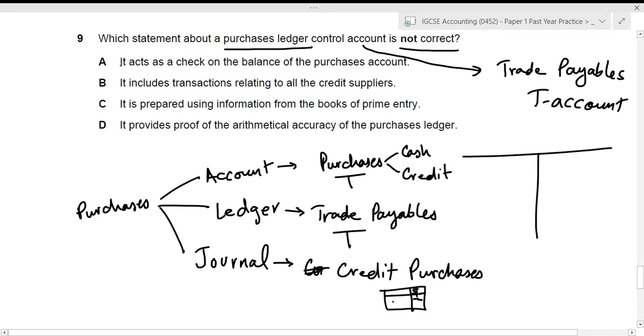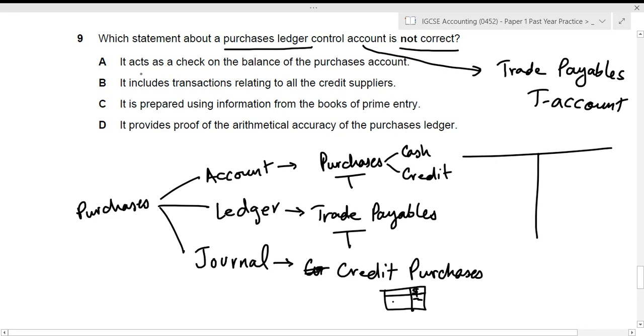Now, the question is: A, it acts as a check on the balance of the purchases account. B is it includes transactions relating to all credit suppliers. C says it is prepared using information from the books of prime entry. D says it provides proof of arithmetical accuracy of the purchases ledger.